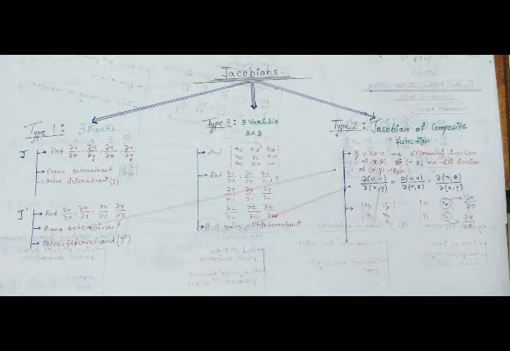Now Jacobians consist of three types. The first type includes the basic one, finding Jacobians. The second type includes the Jacobian of a composite function, and the third type includes the three variable Jacobian. I will repeat the types. The first type is finding the Jacobians, which is a basic type. The second type is a Jacobian of a composite function, and the third type is the three variable Jacobian. So how to find them, we will be discussing each and every type one by one. So keep watching the video to get a better explanation and a better understanding.